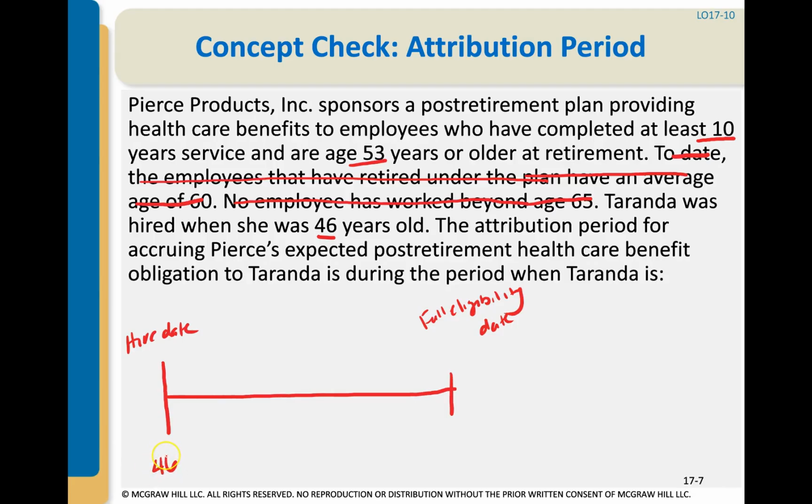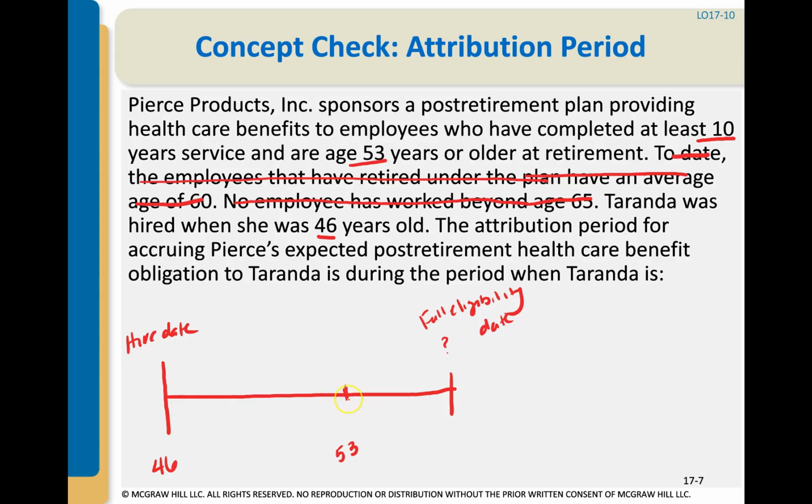The attribution period for accruing Pierce's expected post-retirement healthcare benefit obligation to Taronda is during the period when Taronda is what? Let's figure out this attribution period. Her hire date is at 46, and we have to figure out the eligibility date. It says that in order to be eligible, employees have to be 53 years old, so let's put 53 here. But you also had to have worked 10 years. From 46 to 53, that's only 7 years, so that's not going to work.